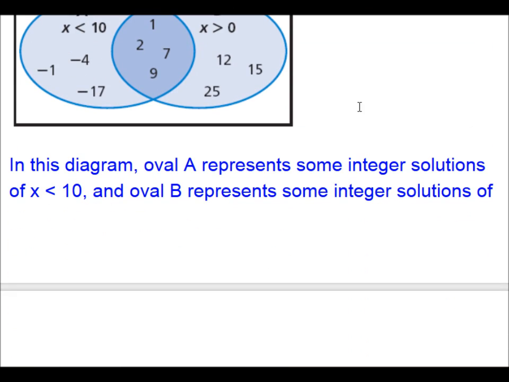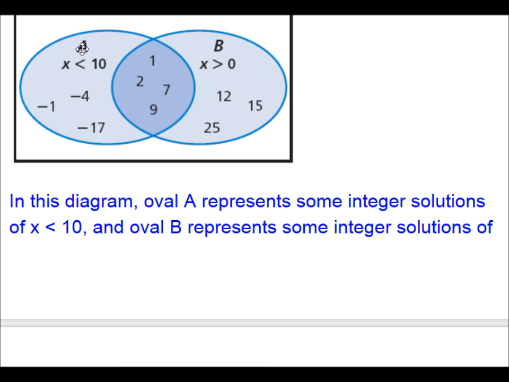Let's see an example of a Venn diagram. In this diagram, oval A represents some integer solutions of x less than 10. So A represents x such that x is less than 10, and B represents x such that x is greater than 0. So all the numbers which are greater than 0 are included in B, and all the numbers which are less than 10 are included in A, and the numbers which overlap are both greater than 0 and less than 10.